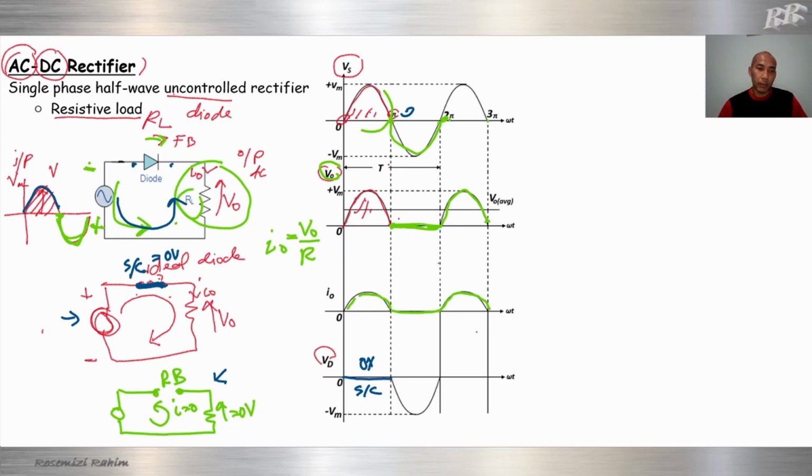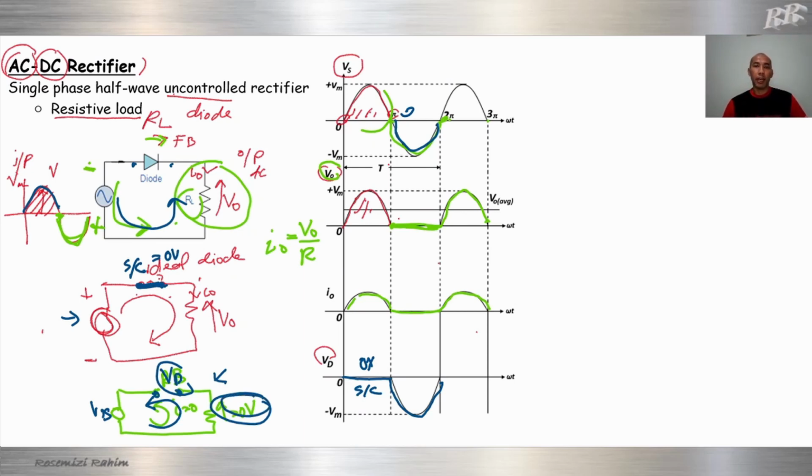So, what is the voltage drop at this diode? Vd will be the same as the input, since there's no voltage drop at the resistor. Kirchhoff's law says that the total voltage in this loop equals 0. So that means Vd is equal to Vin, Vs. So Vd is exactly the same as Vs due to no voltage drop at the resistor.